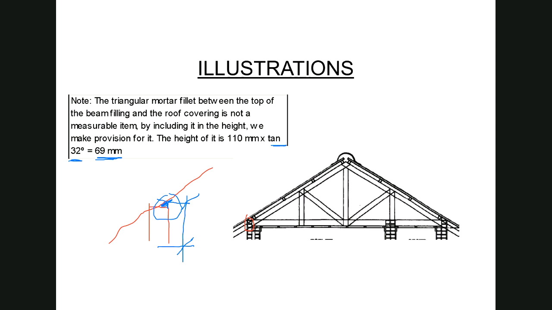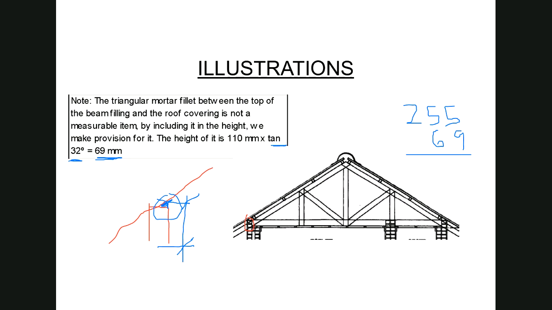So in this case, we are counting the bricks there on the detail for the beam filling, and it looks like there are 3 bricks. So that means that is 250 millimeters high. So if I can just do a calculation here on the side, let's say 255 millimeters, then plus the 69 millimeters that we have there for the height of the triangle.